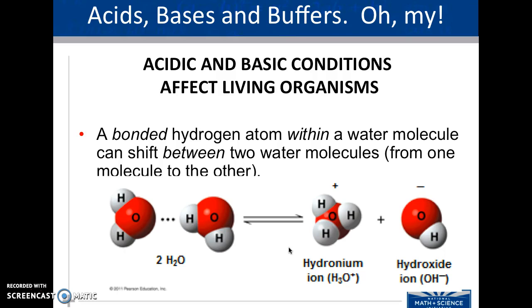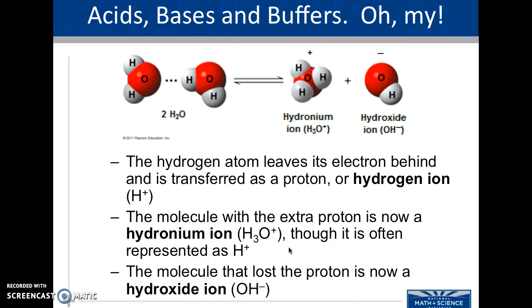Usually when there are equal amounts of hydronium and hydroxide, you're going to have a pH of 7, which is why water has a pH of 7. When the molecules with the extra protons are hydronium ions or H plus ions, you're going to get something that is highly acidic, whereas if you have a larger concentration of hydroxide ions or OH negative ions, you're going to have a base.